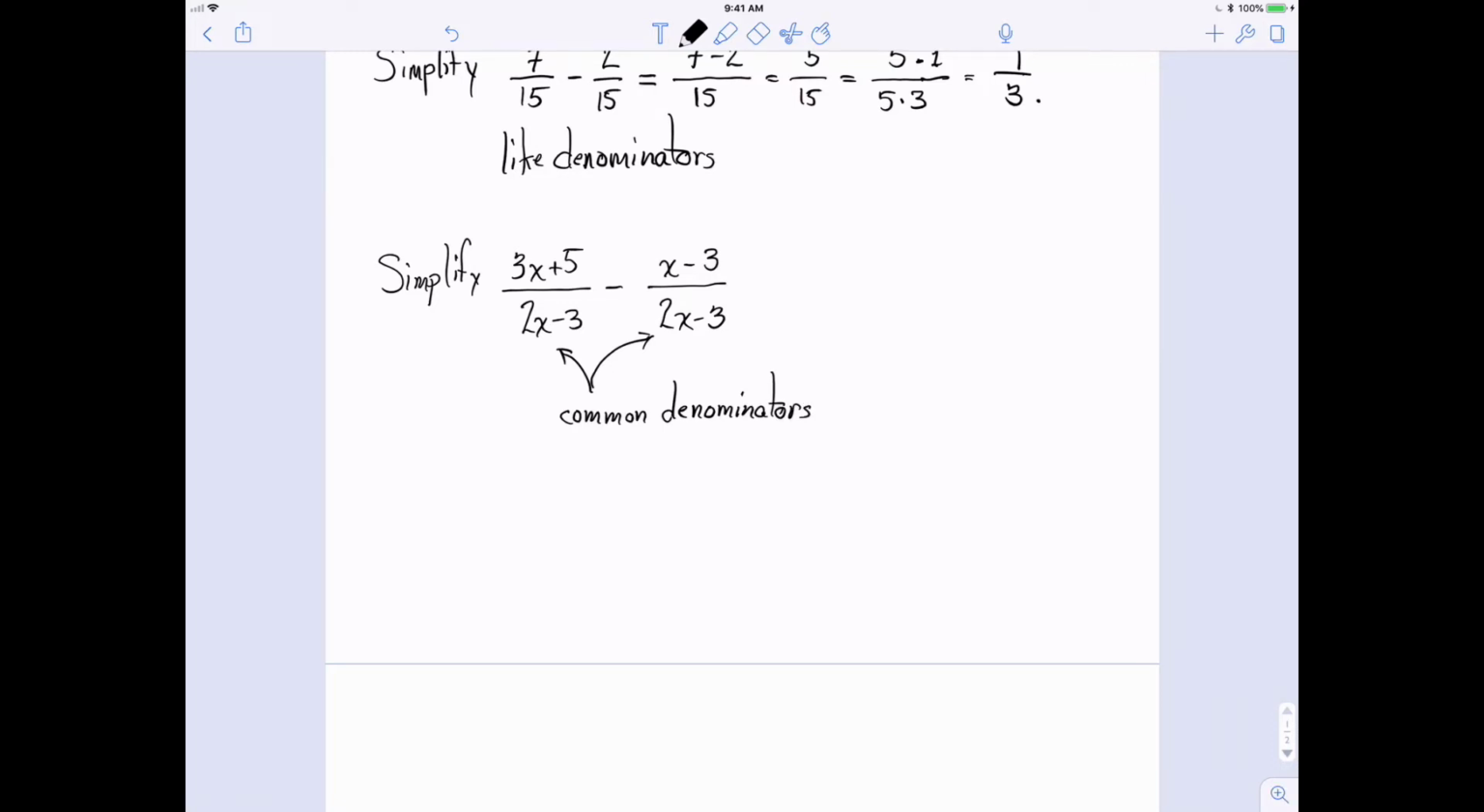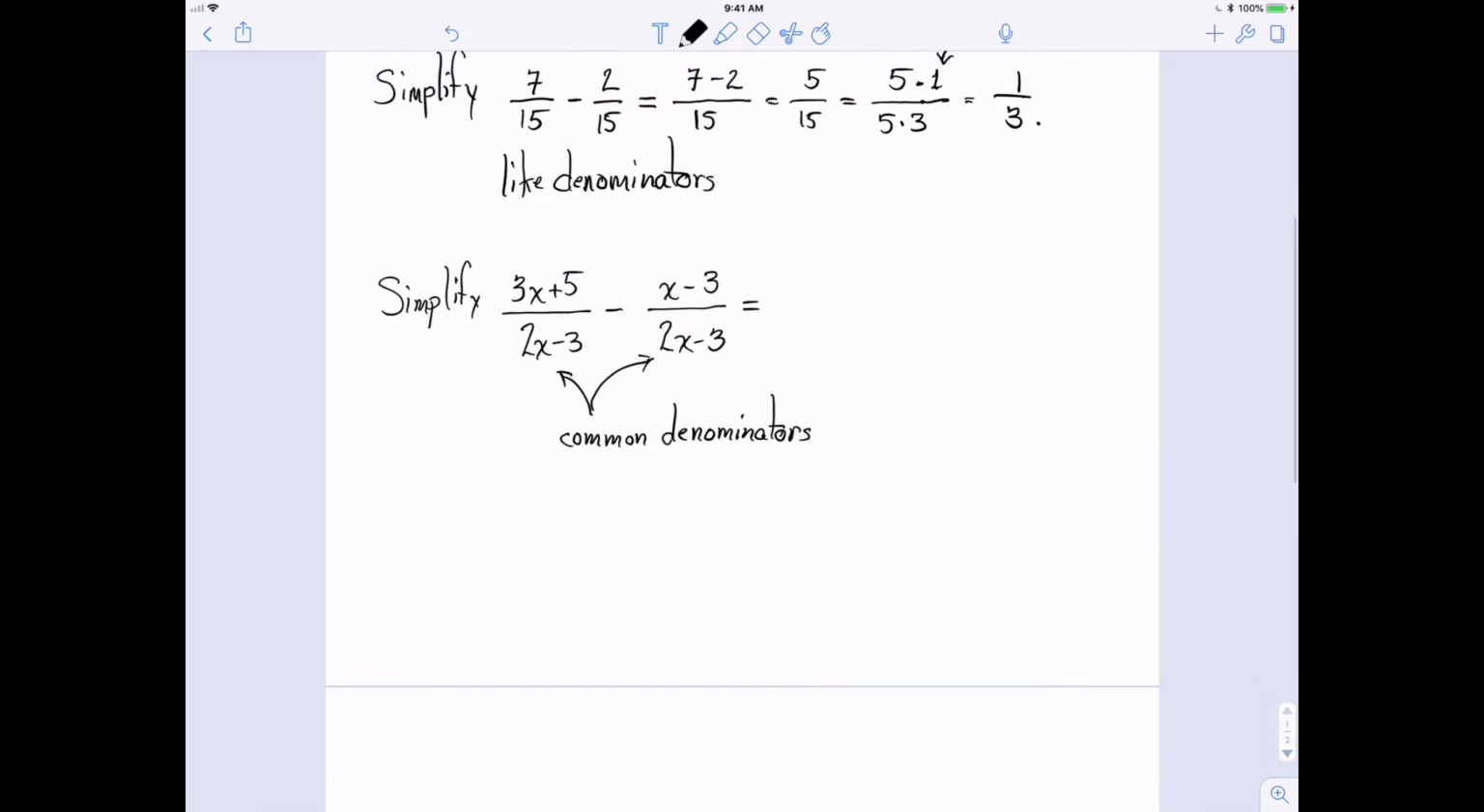Working from that, if we look at what we did above, this says we subtract the second numerator from the first. Here's what you have to be careful of: you have to subtract the whole numerator. So I have 3x plus 5, and remember, that is a number, and I'm going to subtract from it x minus 3. That is also a number. Our denominator remains the same.